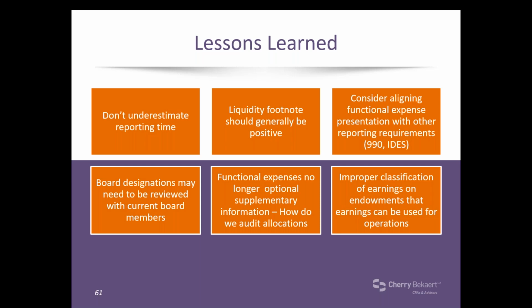Functional expenses is no longer optional supplementary information. So if you go through an audit, there will probably be a little bit more testing over the allocation methodologies. So you want to make sure those are documented, and focus on the major allocations. You really don't need everything under the kitchen sink, and you really want to spend time on what matters.